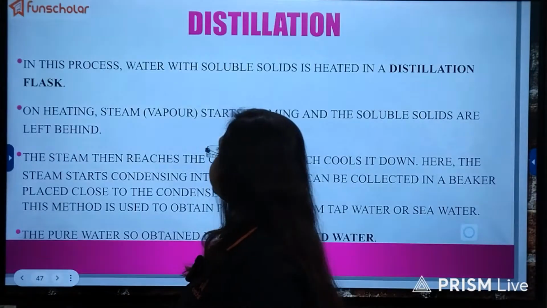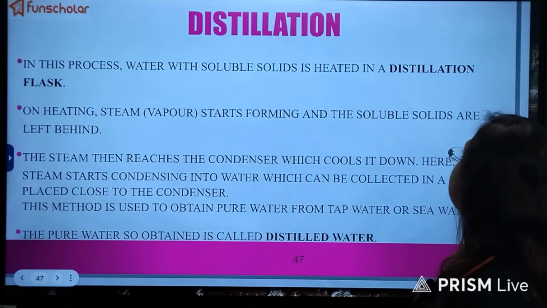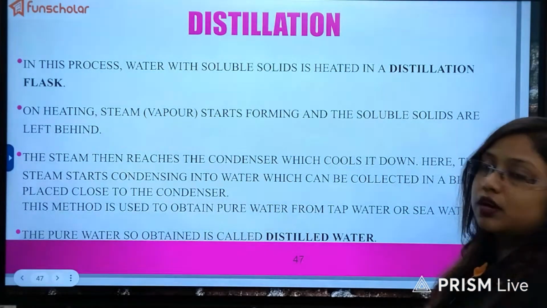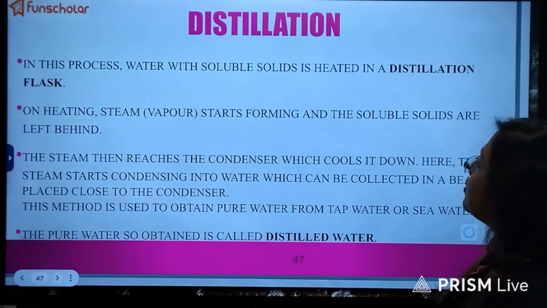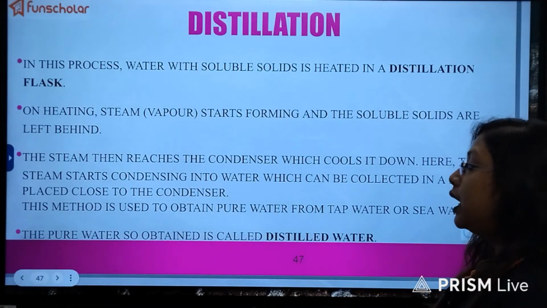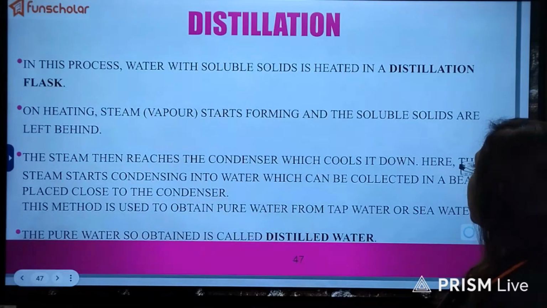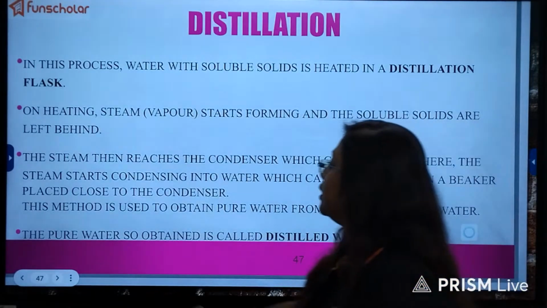Okay. Next, what is this distillation? In this process, water with soluble solid is heated in a distillation flask. Okay. Next, on the heating, the steam or the vapor starts forming and the soluble solids are left behind. The steam then reaches the condenser which cools it down. Here, the steam starts condensing into water which can be collected in a beaker placed close to the condenser, and the method is used to obtain pure water from tap water or seawater. The pure water so obtained is called distilled water.